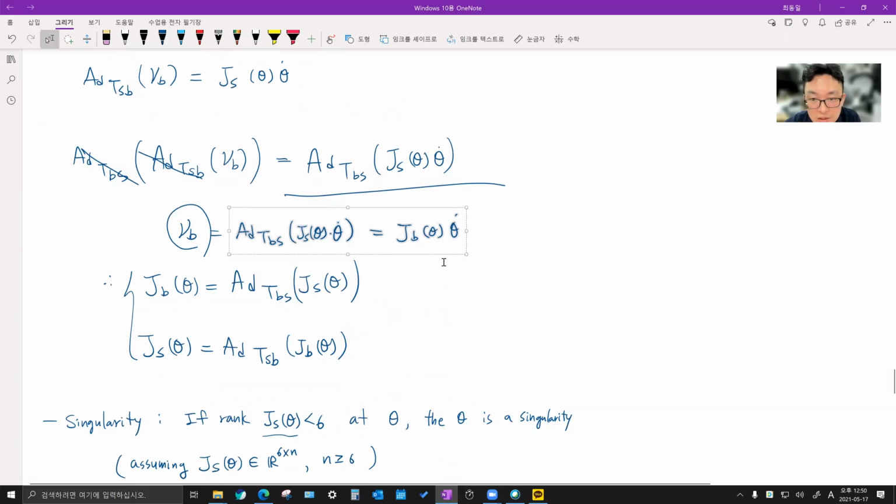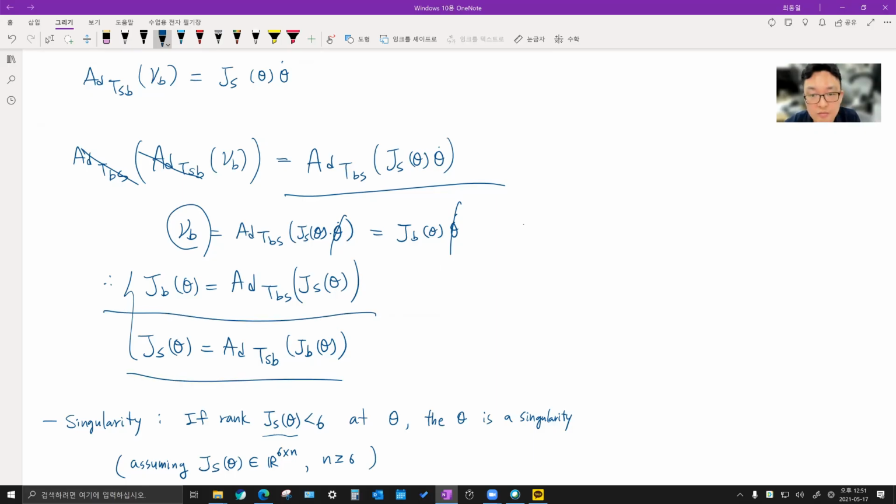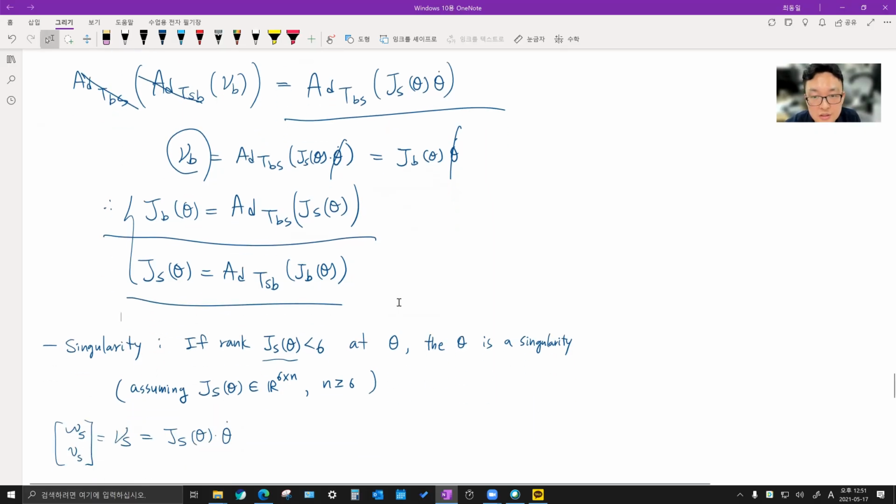So by erasing theta, we can get this one and this one. So the transformation of the Jacobian can be done using adjoint. So the space Jacobian can be transformed using adjoint TBS, like that. And the body Jacobian can be transformed using adjoint TSB like this.